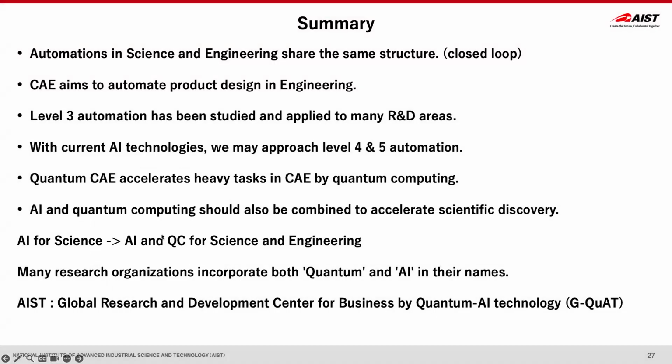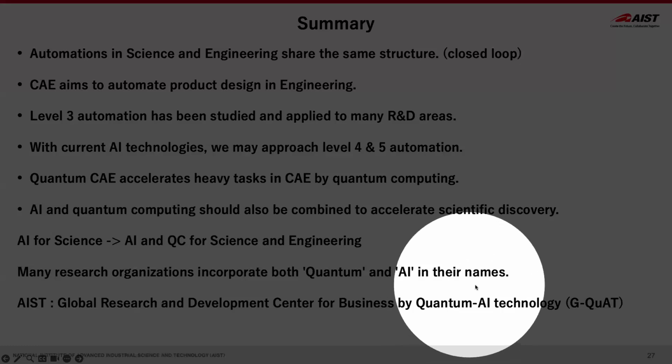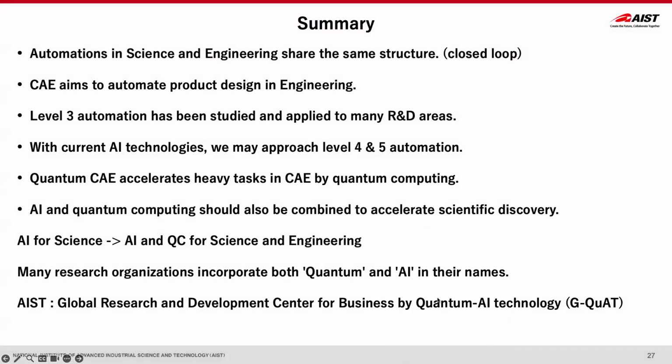So AI and quantum computing for science and engineering is the area we focus on. And interestingly, including our institute, this is AIST's group, the global research, and quantum AI. So we combine the quantum and the AI. And also, we know there are many groups having quantum and AI in their name. So, okay, that's it. Thank you very much.